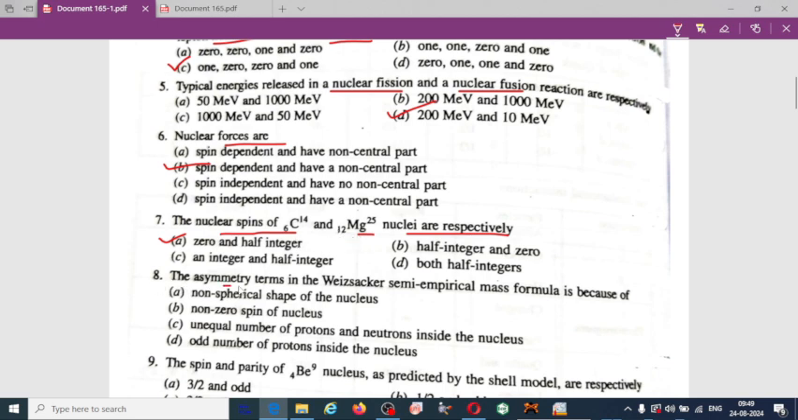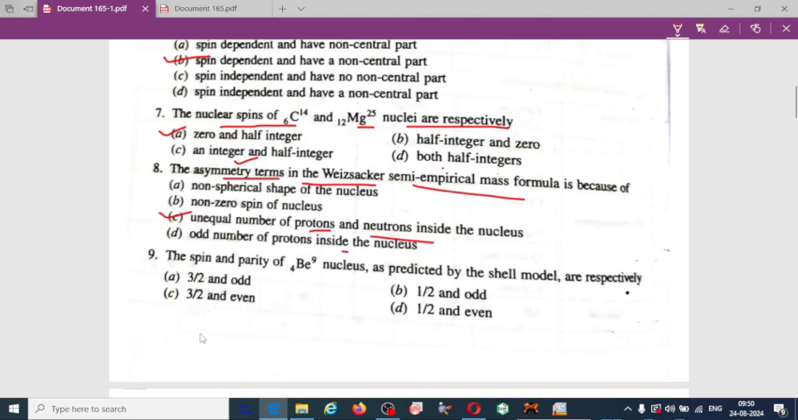Question 8. The asymmetry term in the semi-empirical mass formula is because of: non-spherical shape of the nucleus, non-zero spin of the nucleus, unequal number of protons and neutrons inside the nucleus, or odd number of protons inside the nucleus. The asymmetric term in the semi-empirical mass formula, asymmetry always means not equal. So here, it is the unequal number of protons and neutrons inside the nucleus.